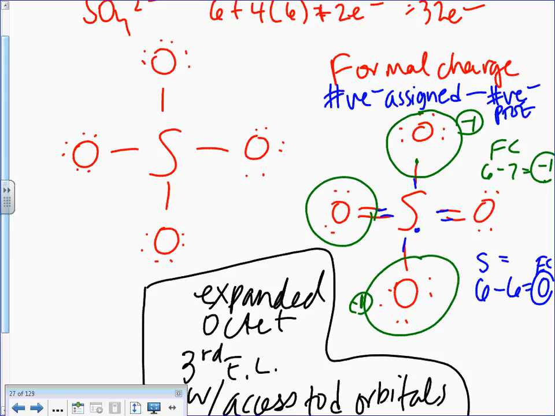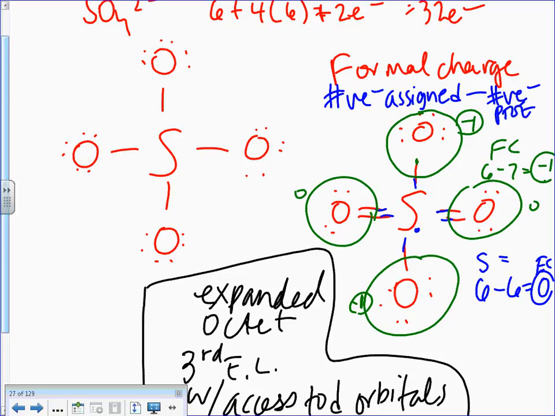1, 2, 3, 4. Okay, so 6 around it. How many should it have? 6. So there's no difference, so the formal charge is 0. Same deal here: 1, 2, 3, 4, 5, 6. Should have 6, it has 6. Formal charge of 0. Guess how sulfate gets its -2 charge?